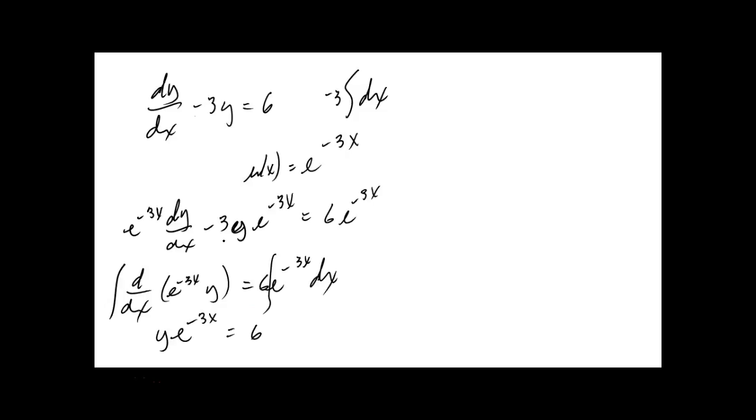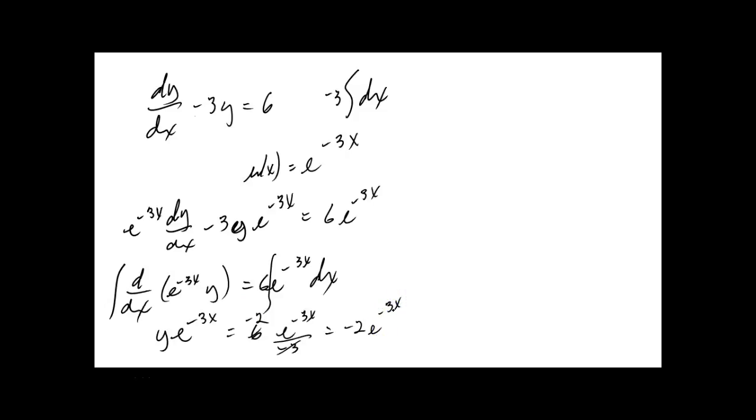What's the antiderivative of e to the minus 3x? E to the minus 3x over a negative 3. You unchain rule it, kind of, remember? Before the chain rule was getting you, now the unchain rule gets you. So this is going to make this a minus 2. This is going to be minus 2e to the minus 3x.